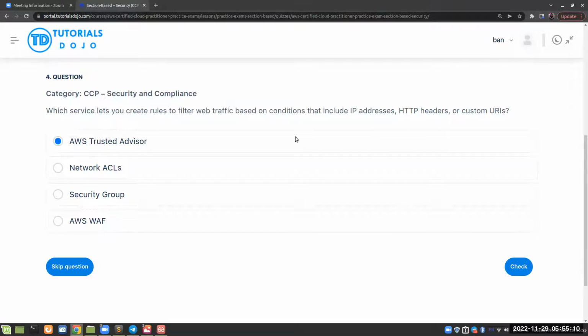You say A. So yeah, when you talk about filter web traffic, right? HTTP headers and custom URLs. So let me just leave it like that. Anyone has a different view? When you hear about filter web traffic, what comes to mind also? What are you trying to do?